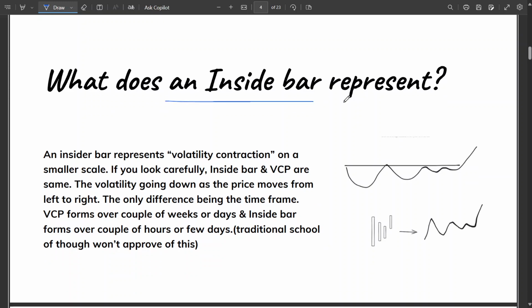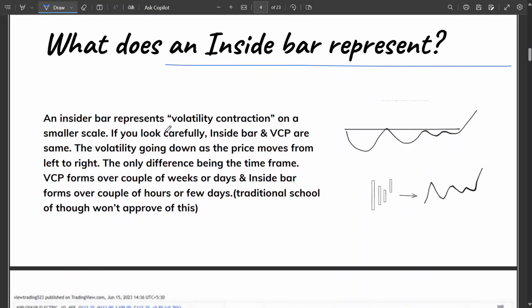So what does an inside bar represent? What does that indicate? An inside bar represents volatility contraction on a smaller scale. This is what I have figured out after going through many examples and after taking many trades: an inside bar is a kind of volatility contraction pattern, but on a very small scale. If you look carefully, inside bar and VCP are the same. The principle of both of these is the same.